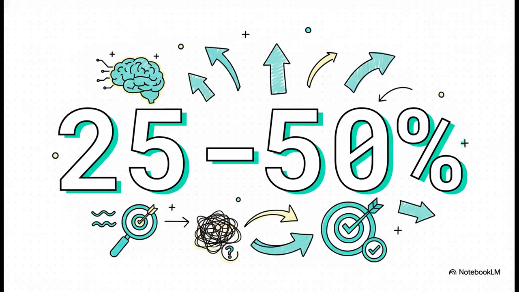The impact here is massive. We're not talking about a small tweak. This one step, re-ranking, can improve the precision of the top results by 25 to 50%. That is often the difference between a totally frustrating answer and a perfect one. It's an absolute game changer for building AI you can actually rely on.